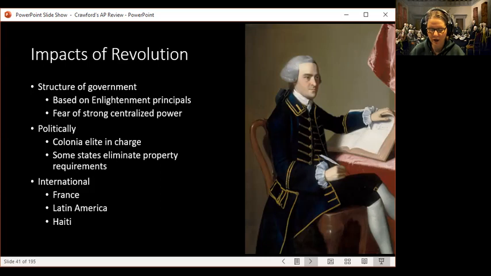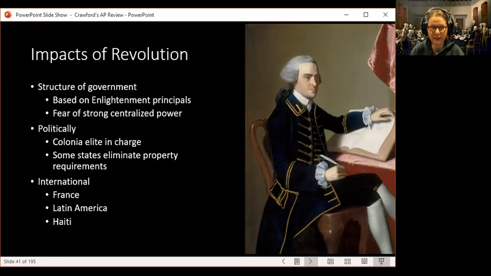All right. Our nation did have a fear of a strong centralized power. We did not want a monarch again. We had already gone through that. We did not want to do that again. But our new government structures are based on Enlightenment principles, on natural rights, on consent of the governed, and on the restriction of government power.